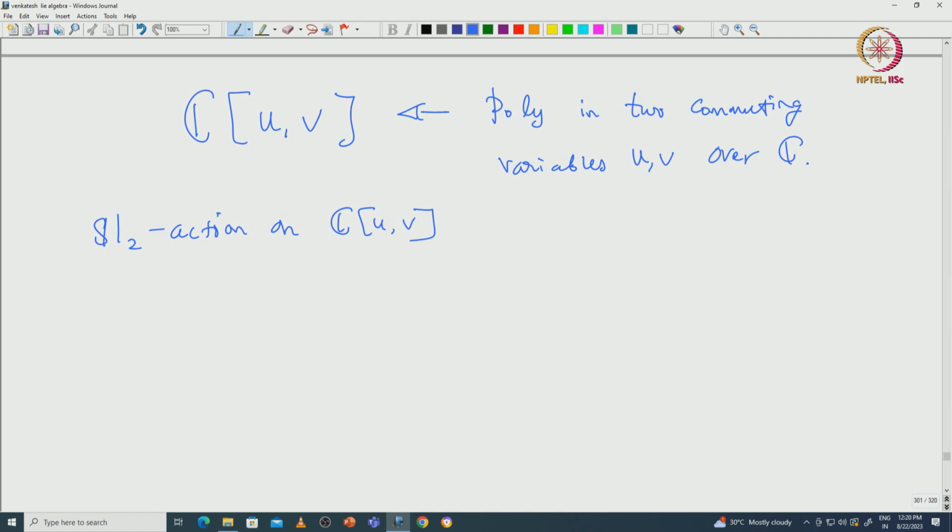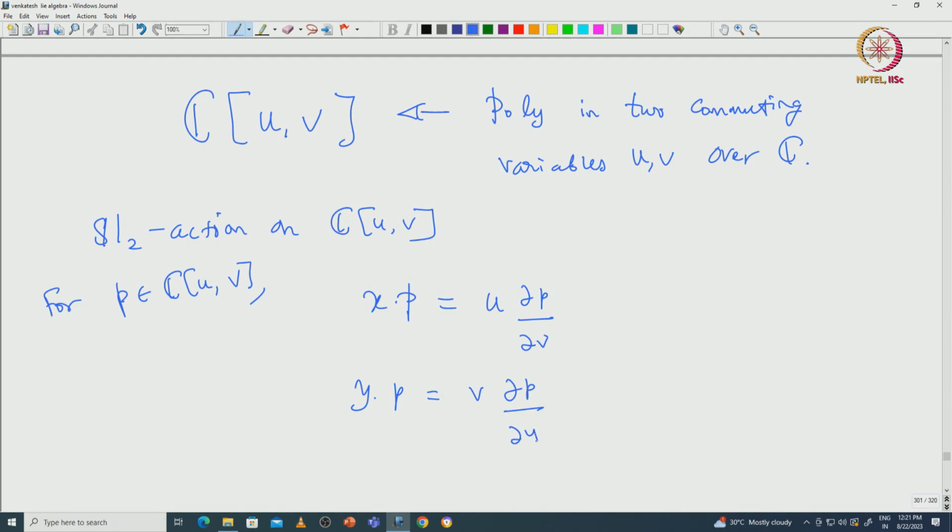It is given as follows: if you take some element P in C[u,v], you take X·P to be just u times ∂P/∂v. Okay. And similarly, Y·P to be v times ∂P/∂u. And now, once you are given the X and Y action, it is easy to create the H action. So, recall H is nothing but the bracket [X, Y].